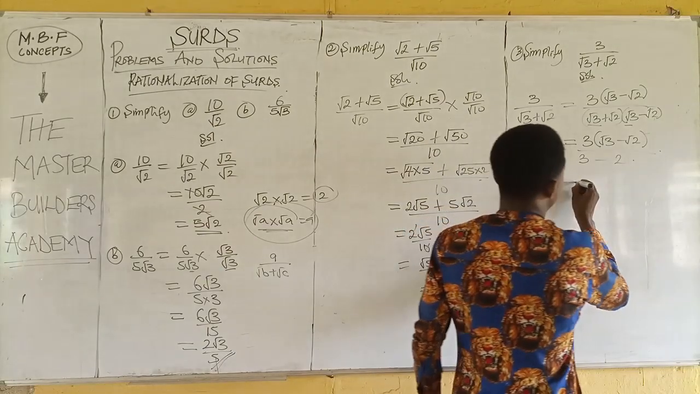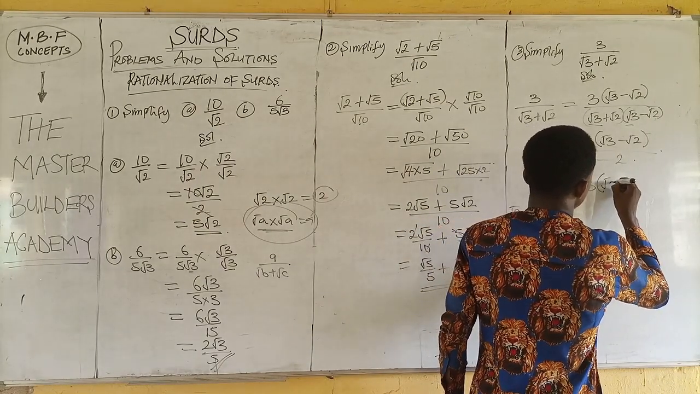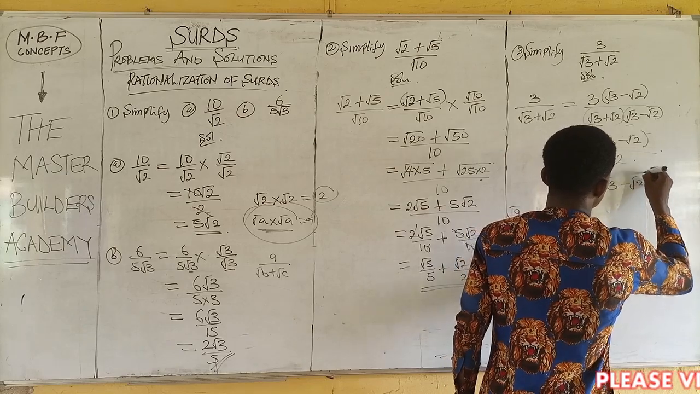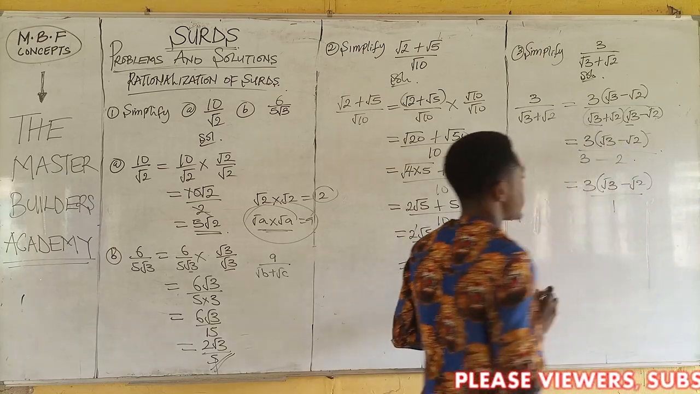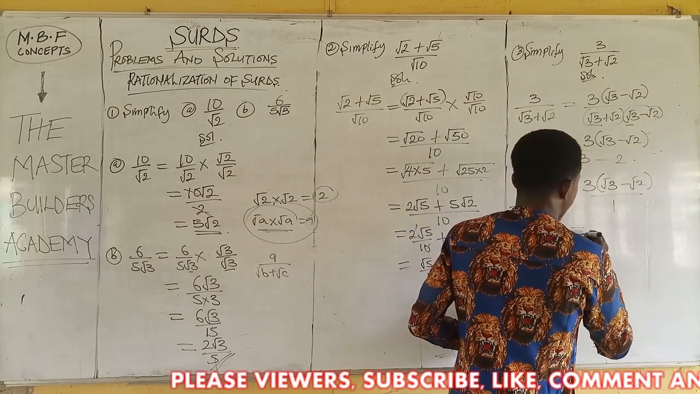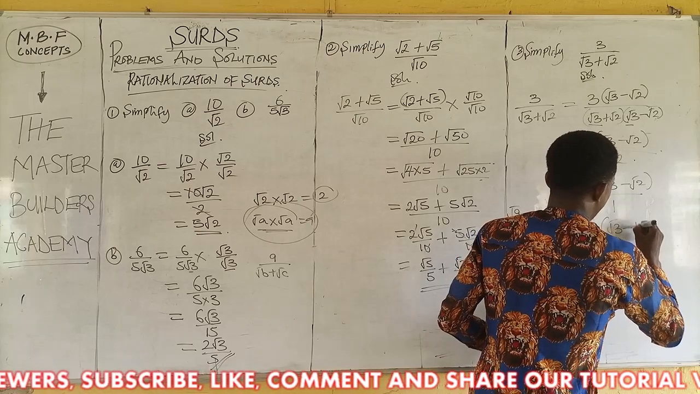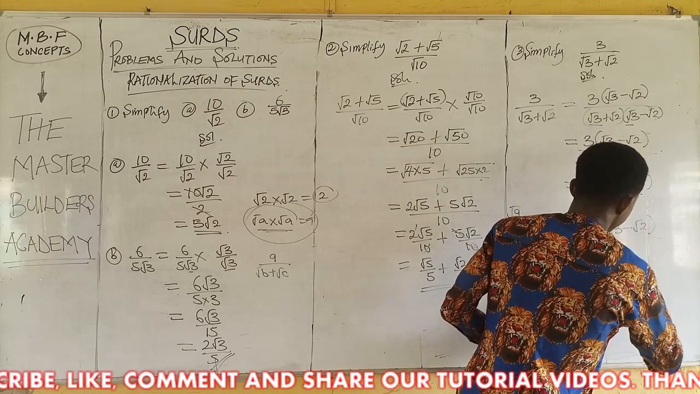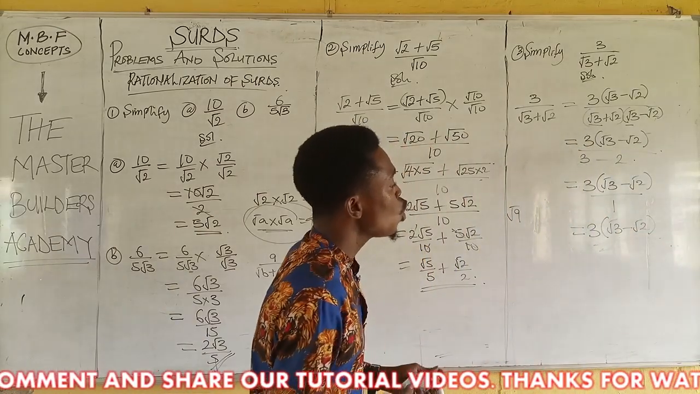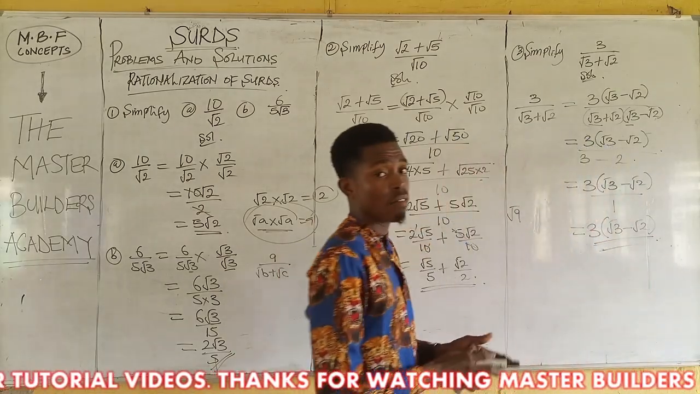So what next do we have? We are going to have 3 into root 3 minus root 2 all over 1. And anything divided by 1 is the same thing, guys. So we are going to have 3 root 3 minus root 2. This is the answer to this very question.